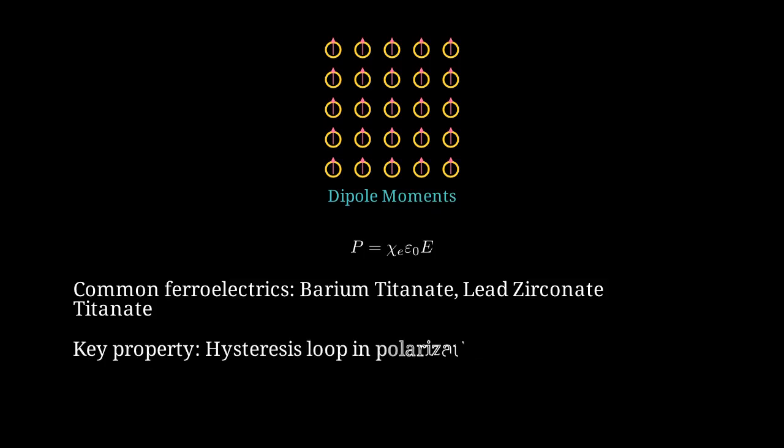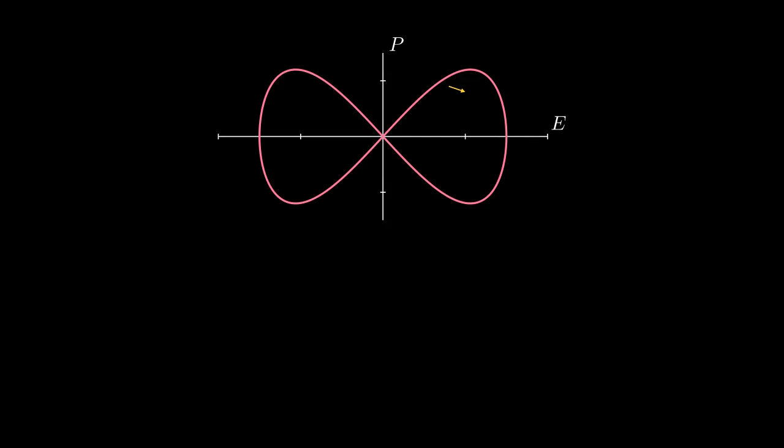A key property is the hysteresis loop in polarization versus electric field, showing memory effects. This graph shows the characteristic S-shaped hysteresis loop of a ferroelectric material, where polarization depends on the history of the applied field. To understand negative capacitance, we need the Landau-Devonshire free energy theory.